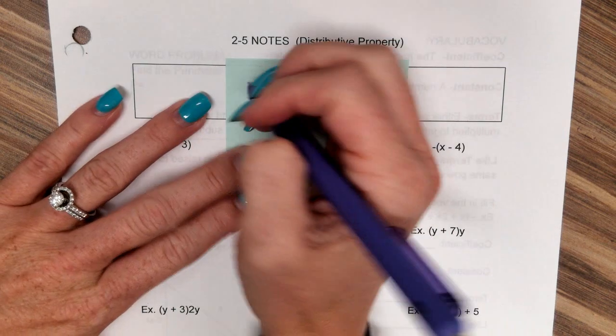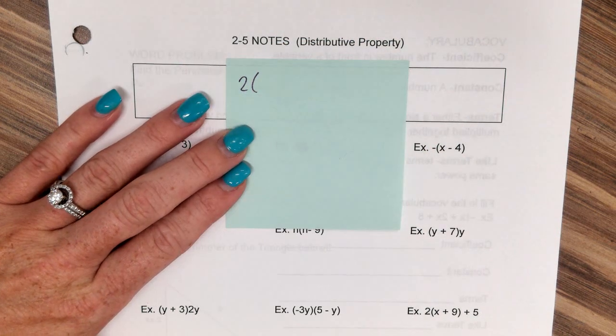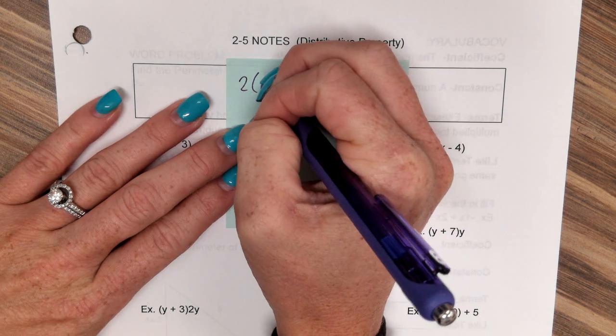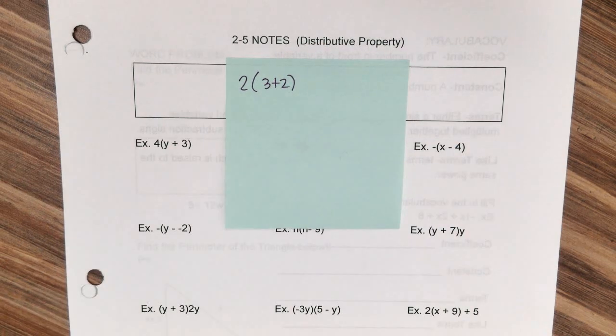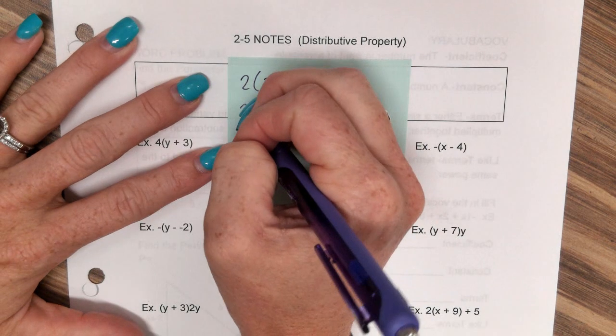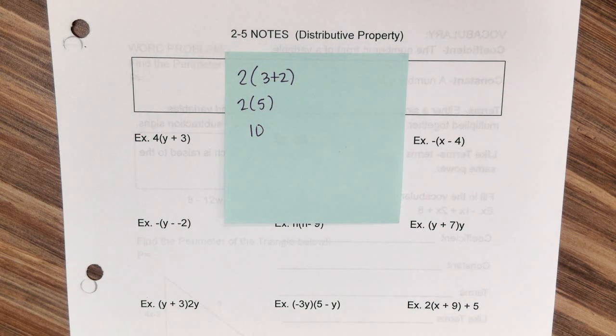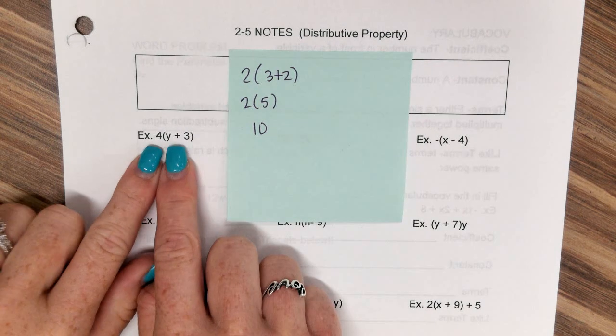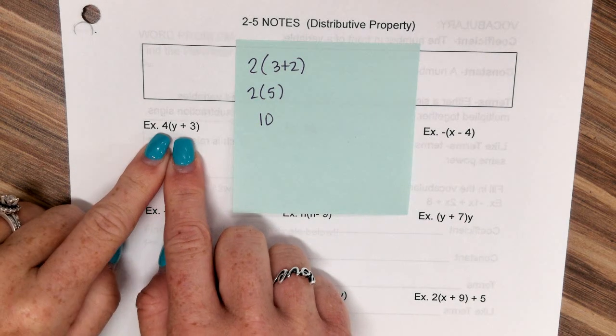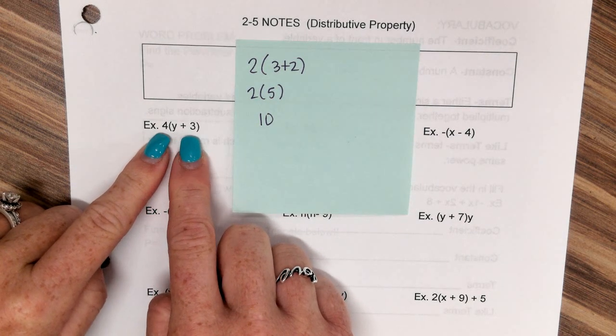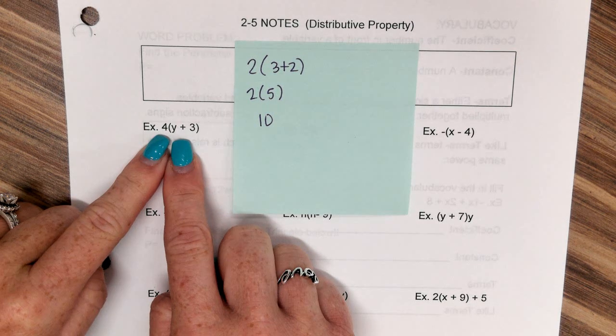So in 6th grade, you learned that if you're going to multiply 2 by 3 plus 2, the first thing you have to do is what? The parentheses. You add 3 plus 2, and 3 plus 2 is 5. So I would have 2 times 5, which is 10. Now, why do we need to know distributive property? Look at the first example. Why can you not do parentheses first? It's not a number that we can do, it's a variable.